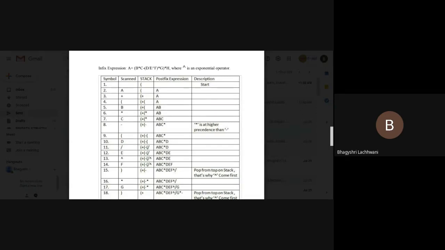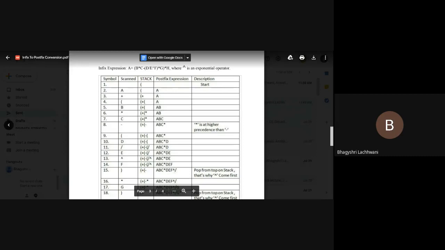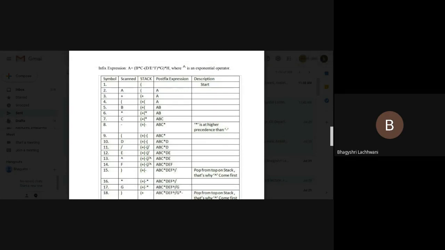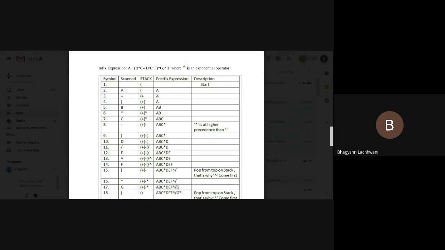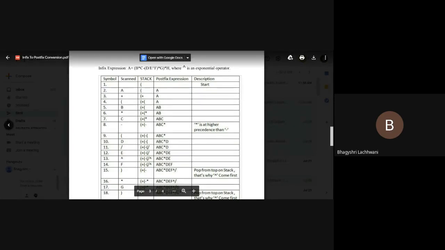So again, starting bracket, plus, starting bracket, and the postfix has only a. Next, b is coming. Now b is an operand, that means directly we have to shift it to the postfix. So now the postfix has ab. Again star is coming. Now star, directly we can push it into the stack.